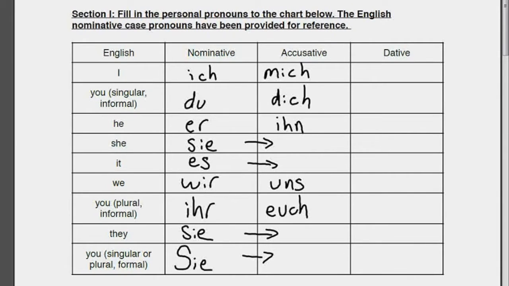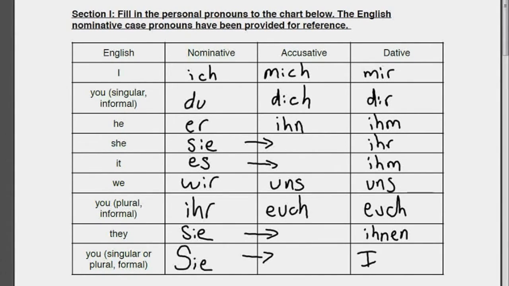In the dative case, everything changes. Here we have mir, dir, ihm, ihr, ihm, uns, euch, ihnen, ihnen. And don't forget that the formal Sie is always capitalized in all the cases.